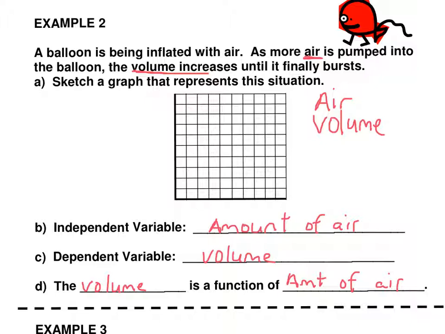So let's graph it. So we always put the x value down here, and that's going to be your independent variable. So this is going to be the amount of air. So you need a coordinate plane, so cut one out or draw one. And then over on the side is going to be your volume.